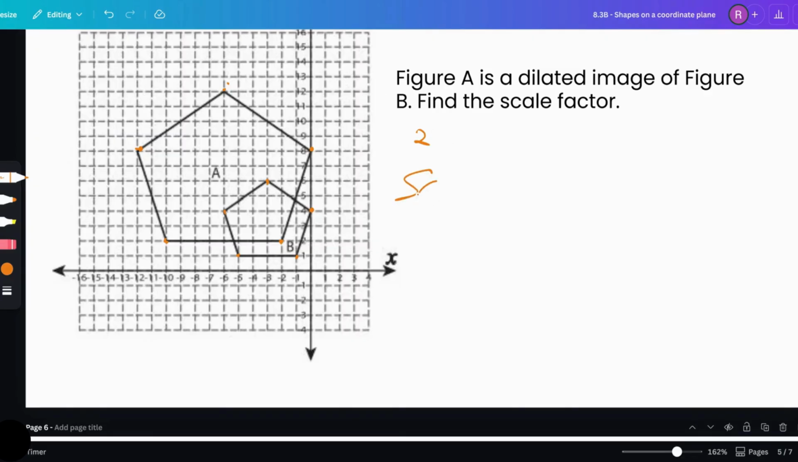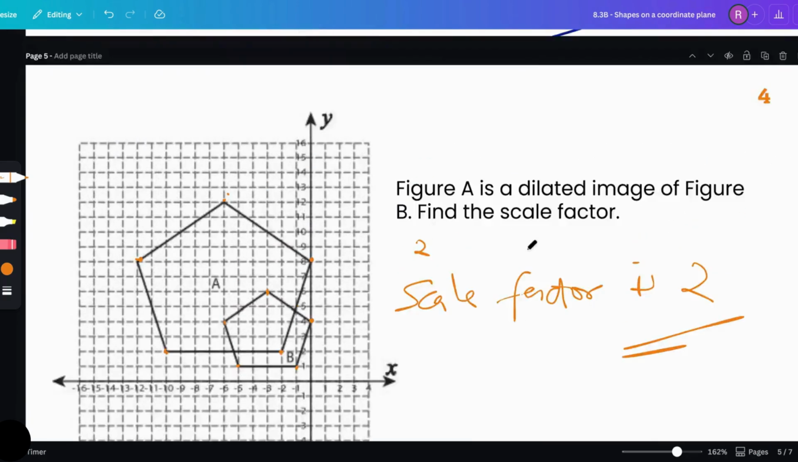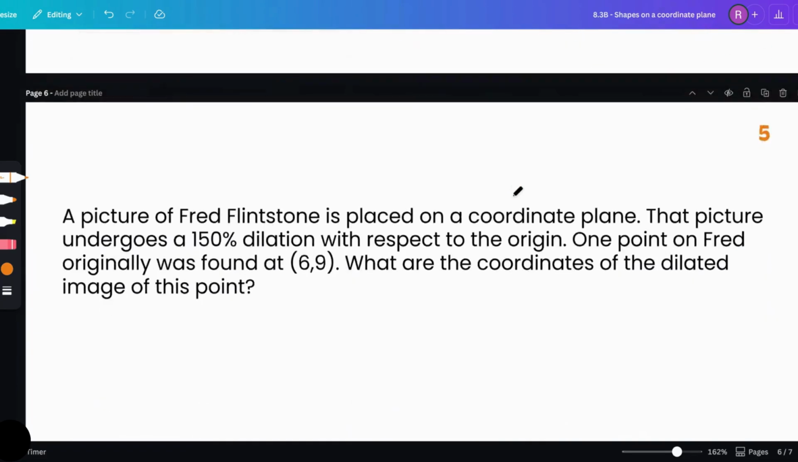So that means the scale factor is 2. And that is that for this one. So let's look at the next one.